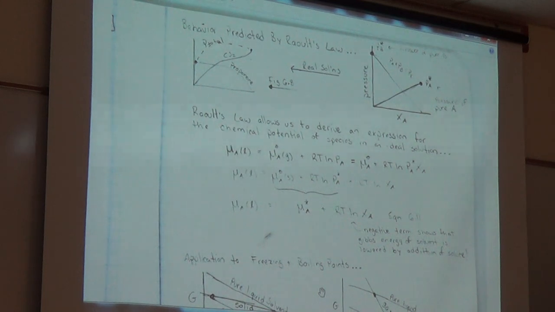mu of the solute is equal to mu star of the solute plus RT times the natural log of the mole fraction XA, where mu star is mu naught plus RT times the natural log of the Henry's law constant.